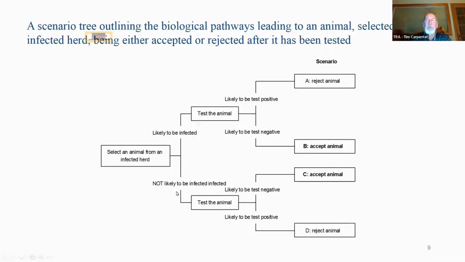Or if the animal that you select is not infected and you test it, based on the specificity of the test, you would have a proper negative result, correctly identifying the animal as non-infected, and it is accepted. Or you could have a false positive, saying the animal, even though it's not infected, is infected, in which case you would incorrectly reject the animal as being infected.